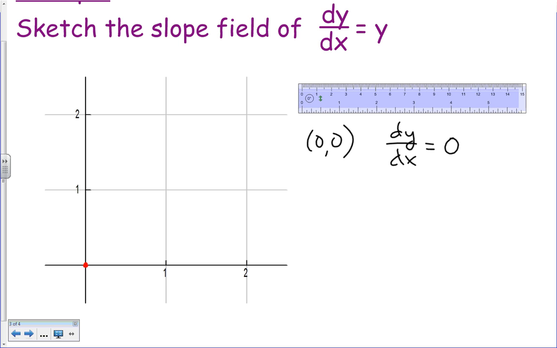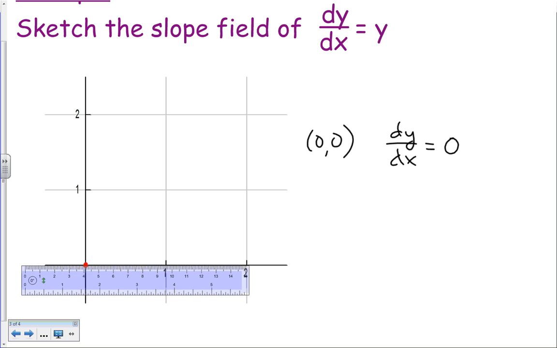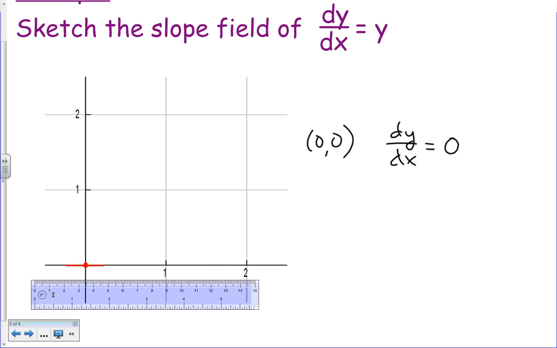I'm going to use this ruler to help me get a straight line, but you don't necessarily have to have a ruler to do this. We're just going to sketch in a slope of 0 right at that point. I'm going to draw in a horizontal line there that has a slope of 0. That horizontal line represents the slope of the solution to this differential equation at 0, 0. All right, let's move on to the next point.